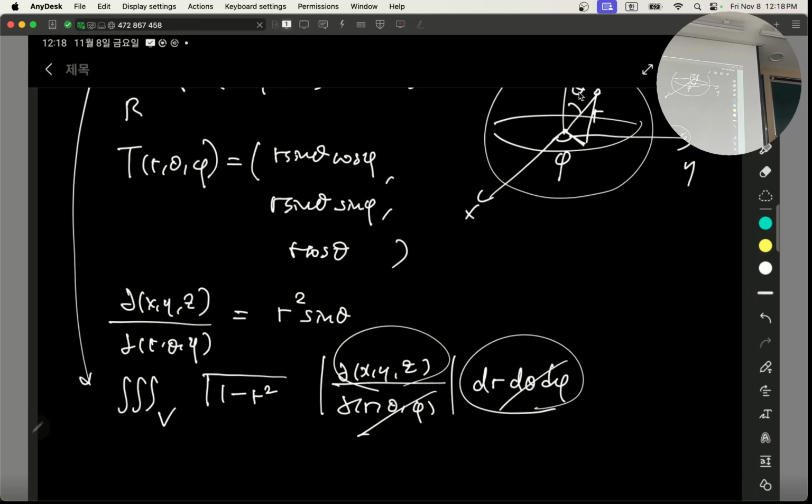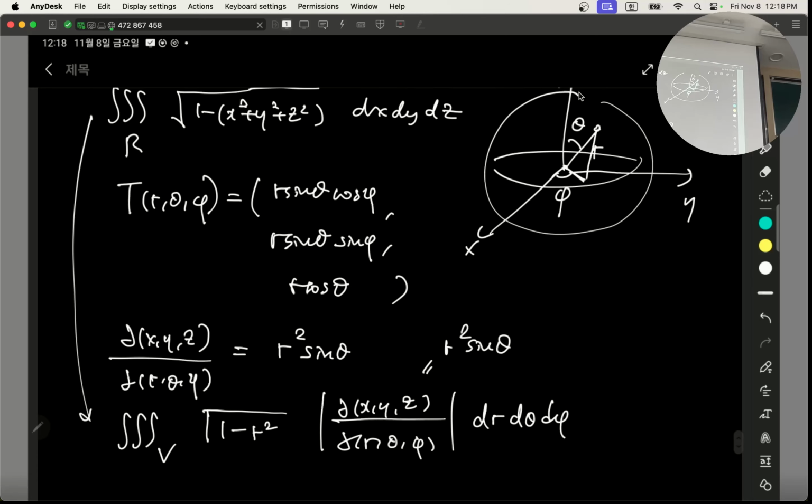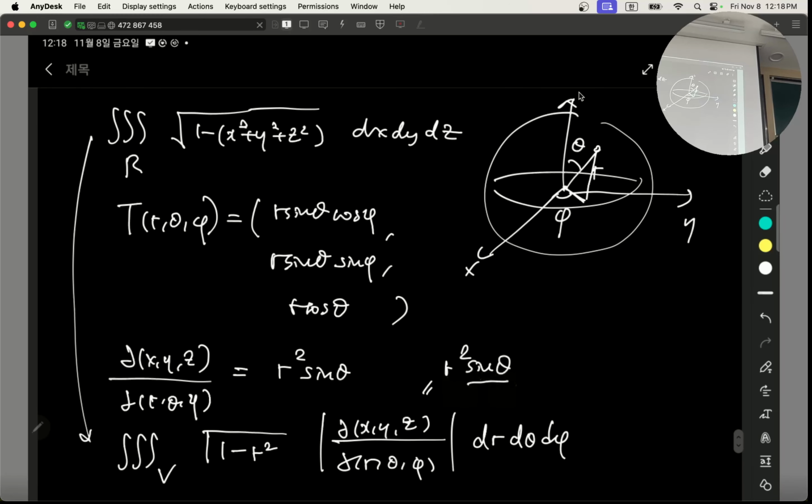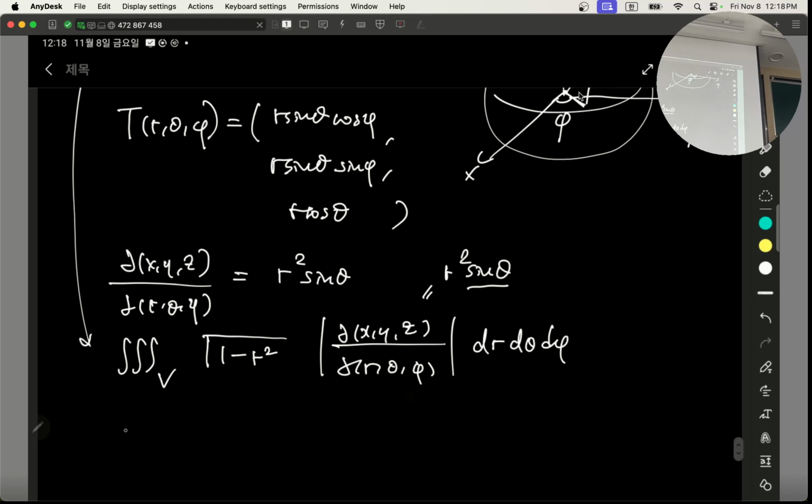So anyway, I want to keep this. And what is the Jacobian? It's r squared sine theta. Again, r is positive, and of course it's squared, so it's always positive. And sine theta is always positive because theta ranges from 0 to pi, from north to south, and sine theta in that case is always positive. So I don't need the absolute value sign, and that becomes r squared sine theta times 1 minus r squared dr d theta d phi.